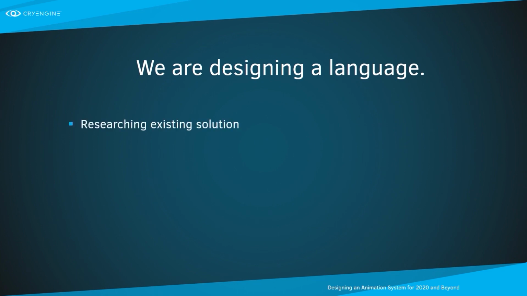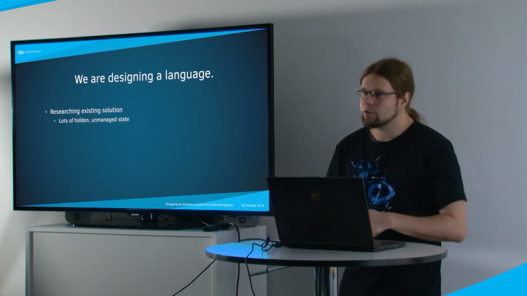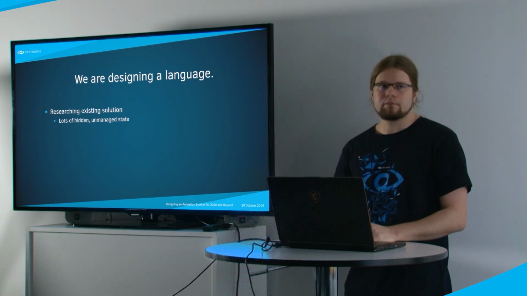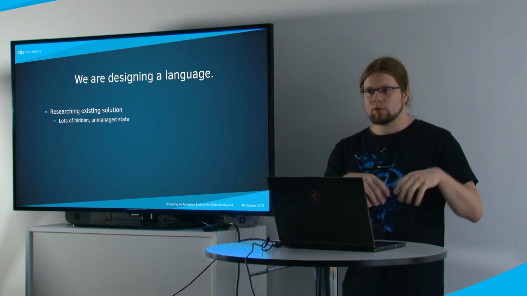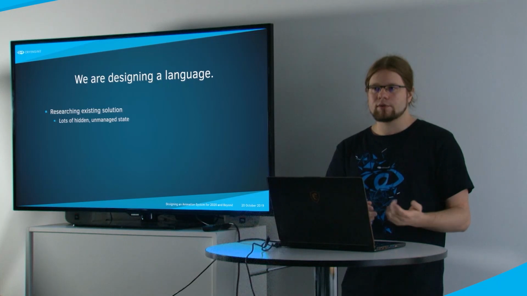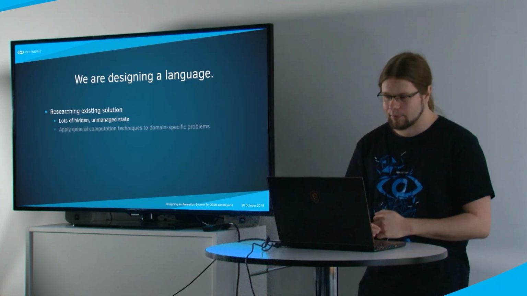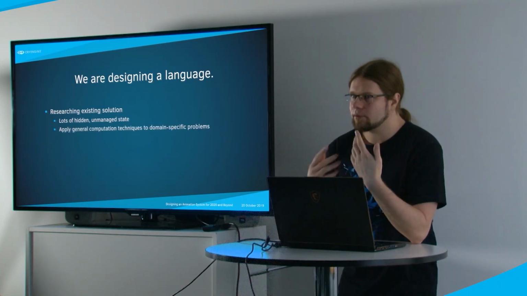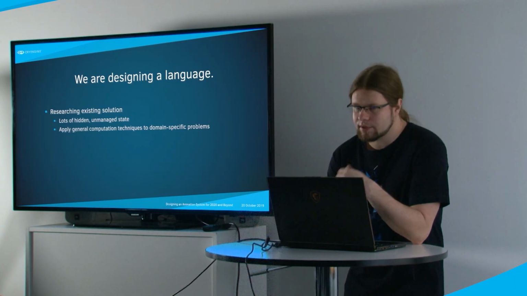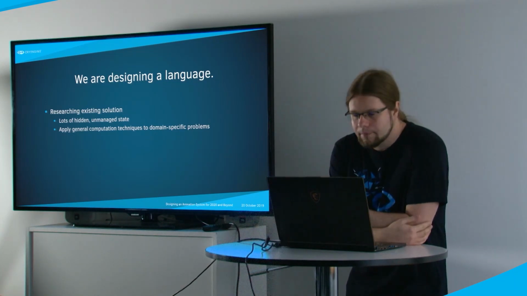So we started our design process by researching existing solutions in the market. What we noticed is that they tend to contain a lot of hidden unmanaged state. For example, when you're working with animation graphs in Unreal, it oftentimes happens that you have some sort of state machine which is hidden within your graph and you need to think about it constantly, and it's not very easy to reason about how the graph is being evaluated. It makes it hard to track what's actually going on.